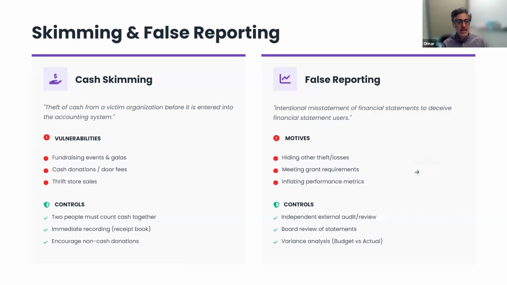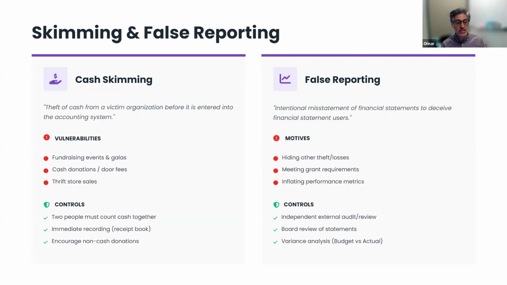Let's talk about skimming and false reporting. So cash skimming, ultimately defined as theft of cash from a victim organization before it is entered into the accounting system. So one thing I just want to add here is to the extent that you can go electronic, do go electronic. We often hear there's a cost associated with credit card processing or electronic processing. Yes, there is a cost, but in aggregate, that cost ends up being less than the cost of potential misappropriation through cash skimming.